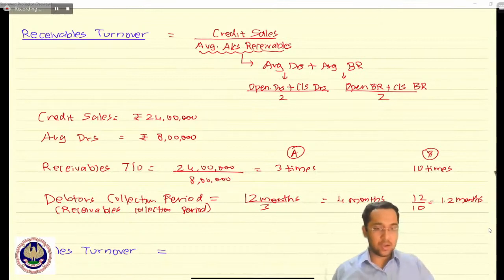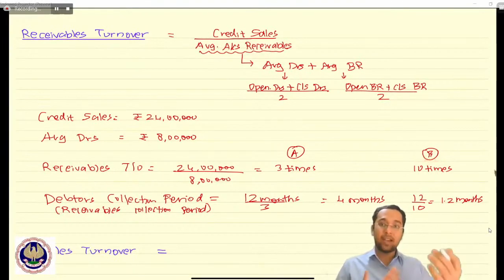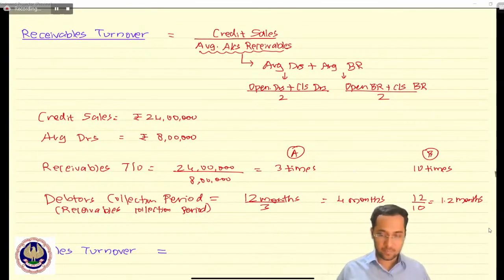1.2 months. It means, sir, this company is taking 4 months to collect money from the debtors. This company is taking just 1.2 months. So this company has a higher level of activity because it's getting the money very easily, at a faster pace, in a quick manner. So of course, receivables turnover wise, lesser the duration, better it is. Higher the turnover, better it is.